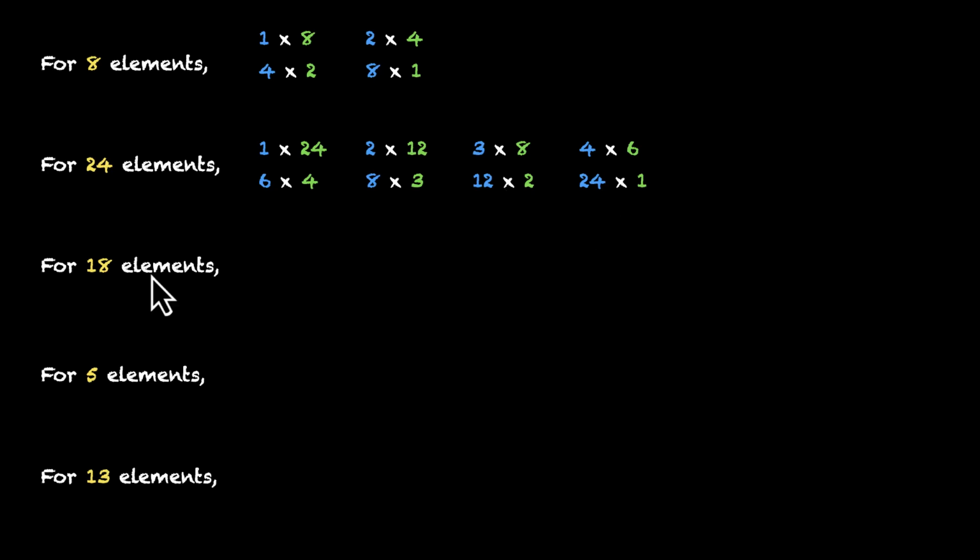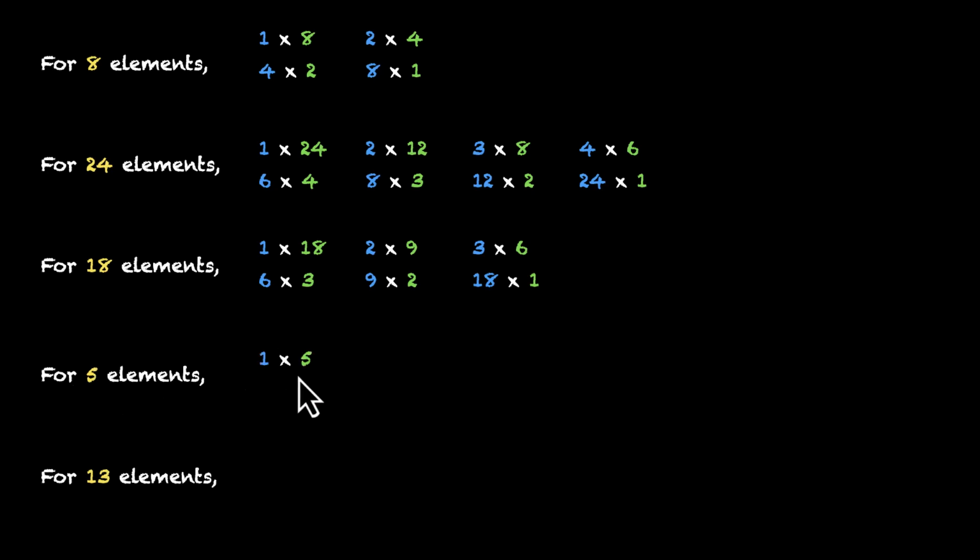Let's look at the next one, 18. We have 1 by 18, 1 row and 18 columns. We have 2 by 9. We can have 3 by 6. It's not divisible by 4. We can have 6 by 3. We can flip this. And 9 by 2. And finally 18 by 1. So for 18 elements, we have 6 different possible orders. What about 5 and 13? How do you split 5 in rows and columns? Well, we can't. 5 is a prime number.